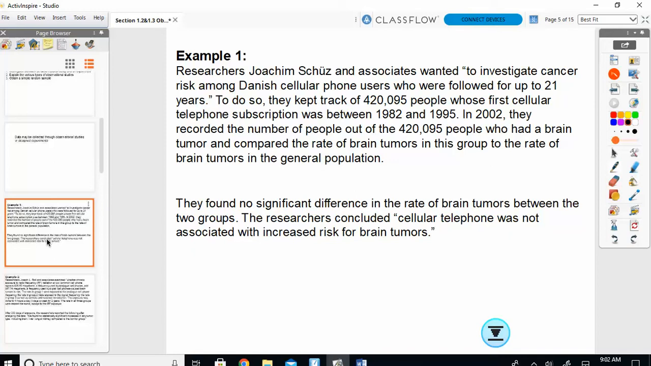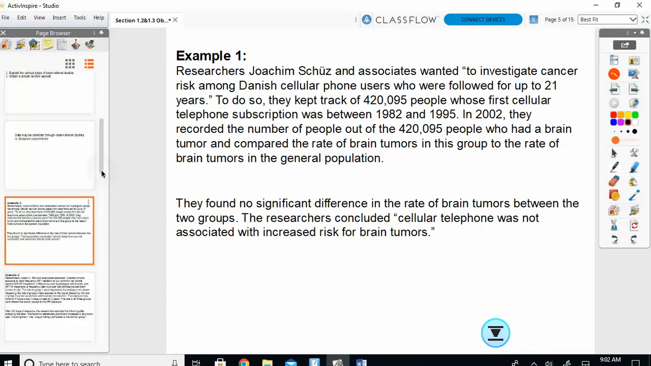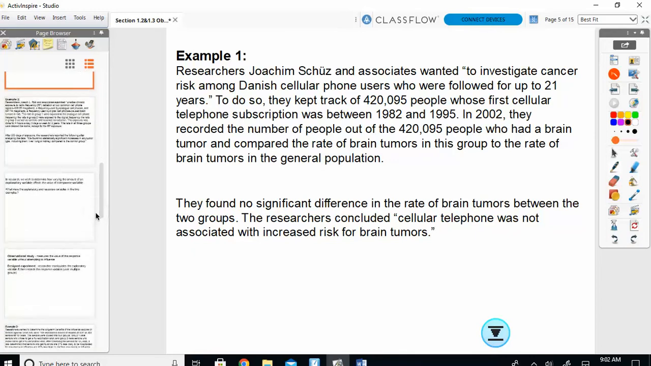It's easier, cheaper. You know, they just had to check back with them in 20 years and see what happened. Would it be ethical to take 420,000 people and say, okay, Eli, I want you to talk on your phone for 12 hours a day. I want to see what happens to you. Jaslyn, no phone for you. We want to see what happens to you. Can I do that with people? No. So a lot of times it's not ethical to actually subject people to some of the treatments. So they just have to observe and do their best with that.